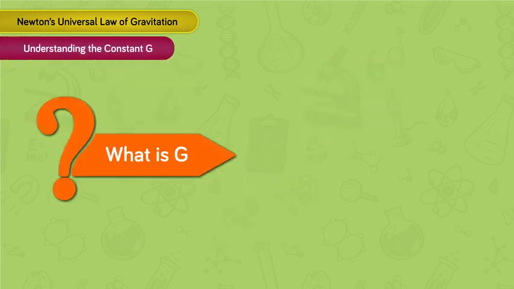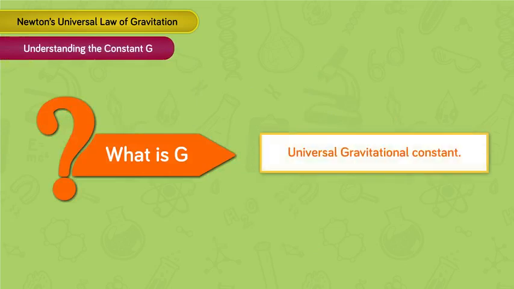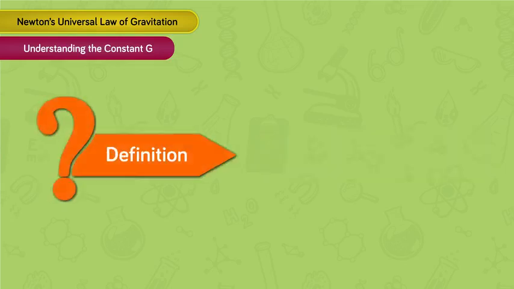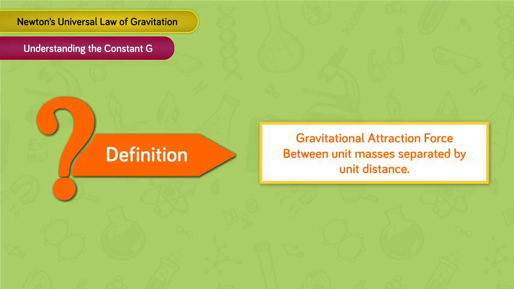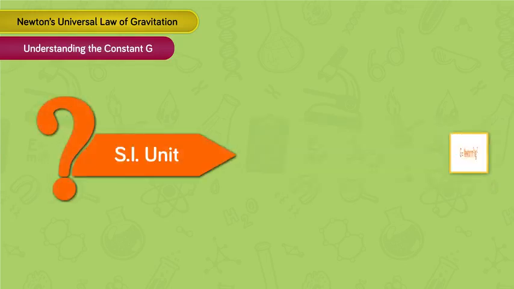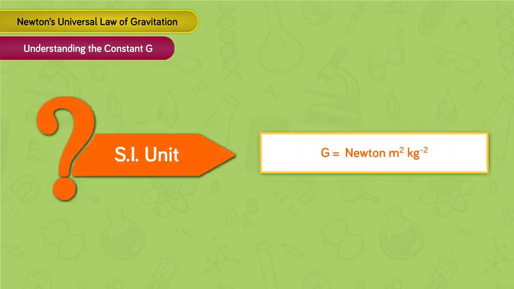Let's learn in detail about the constant G. G in equation 1 is the universal gravitational constant. Number 1. How to define G? The value of G is the gravitational attraction force acting between two unit masses kept at a unit distance from each other. Number 2. The SI unit of G, the universal gravitation constant, is Newton m raised to 2 kg raised to minus 2.